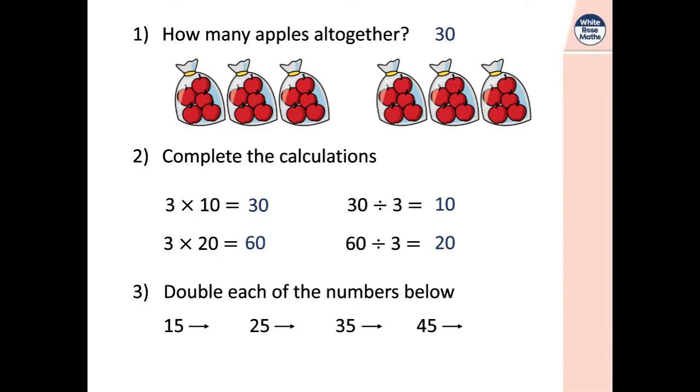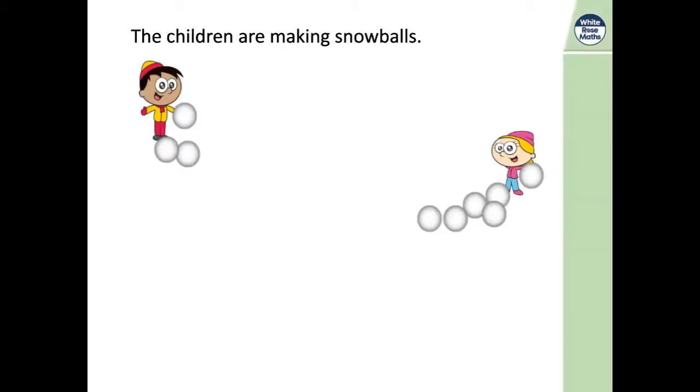Okay, double the numbers below. 15 doubled is 30. 25 doubled is 50. 35 doubled is 70. And 45 doubled is 90. Well done if you got those. Tick them if you got them right.